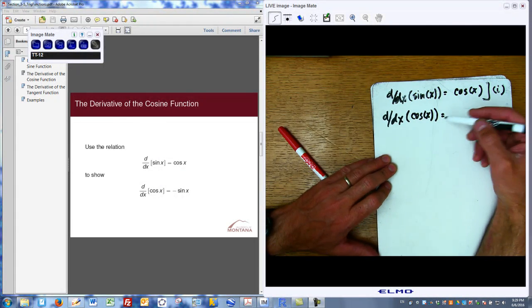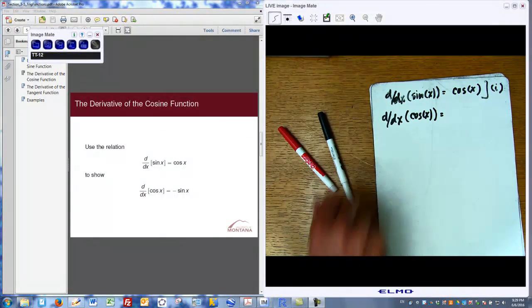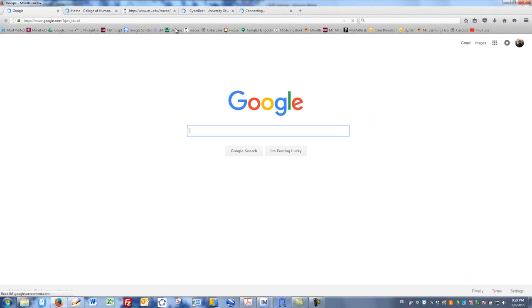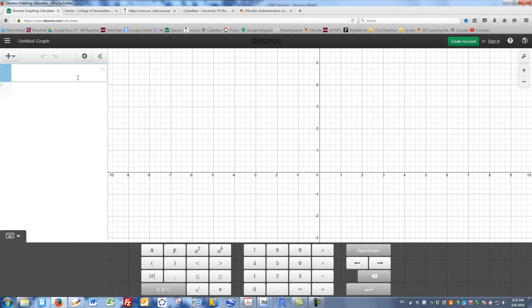Well, right away you should think to yourself, wait a minute, I think that the cosine can be written as a sine. So let's go back to Desmos and take a look at how we can rewrite the cosine in terms of the sine. So if I go ahead and type in g of x equals cosine of x, well, that's the cosine of x. And the question is, can you make that curve using a sine argument?